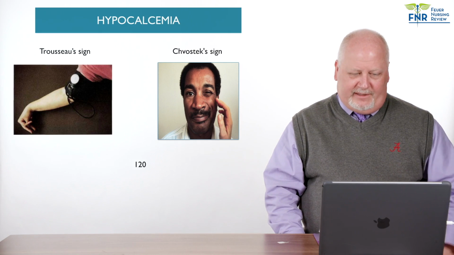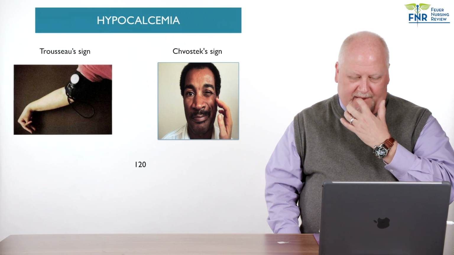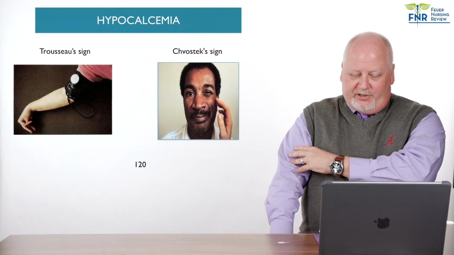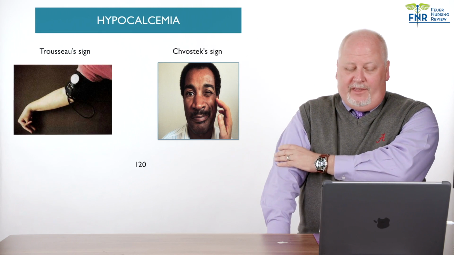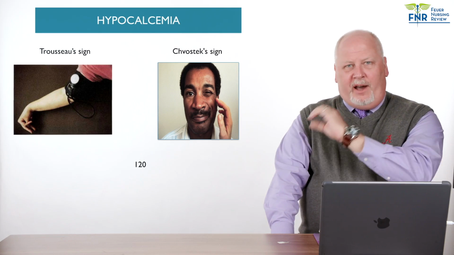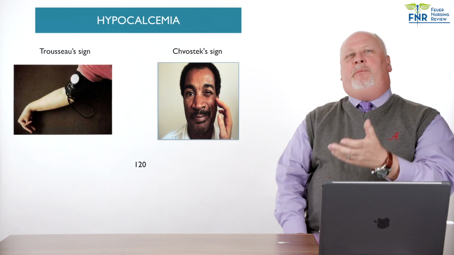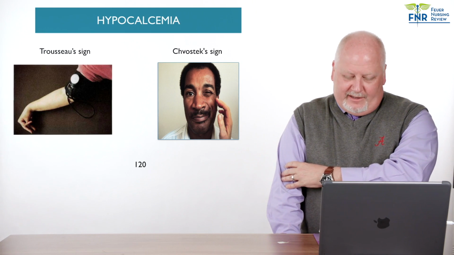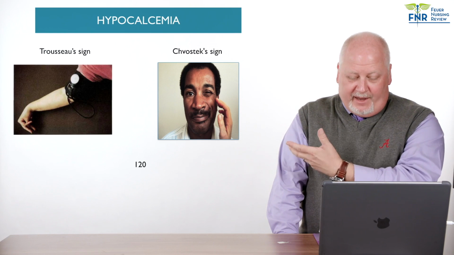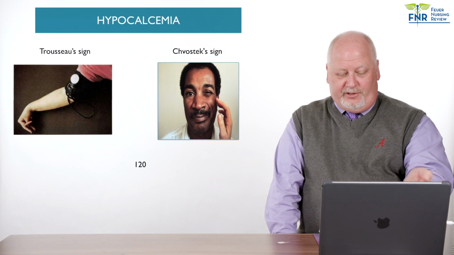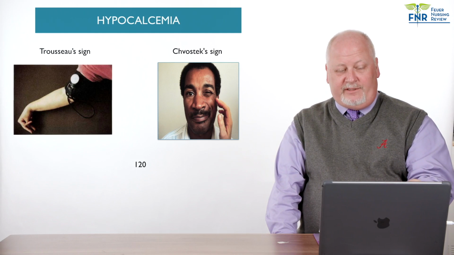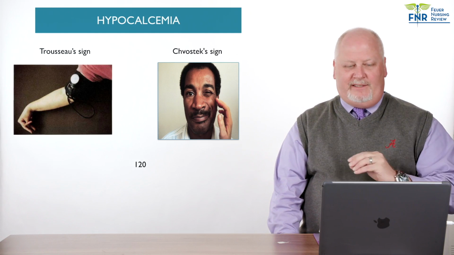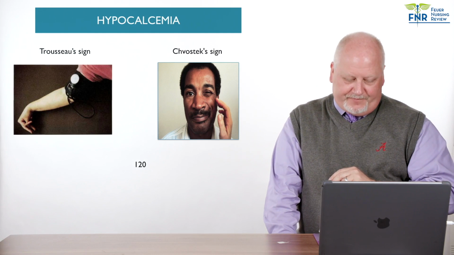The way that you elicit this, as you can see in the picture here, is you place a blood pressure cuff to the upper arm, and then you inflate it above whatever that patient's systolic blood pressure has been for 3 minutes. After 3 minutes, as you can see in the picture, you will see flexion of the wrist and fingers, and that's a sign of low calcium.